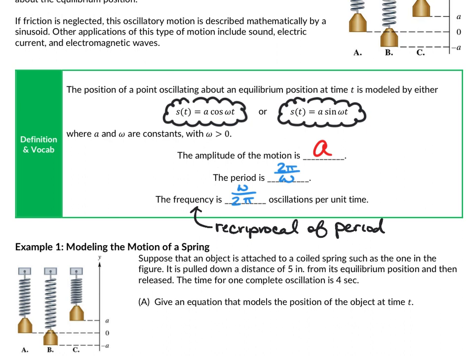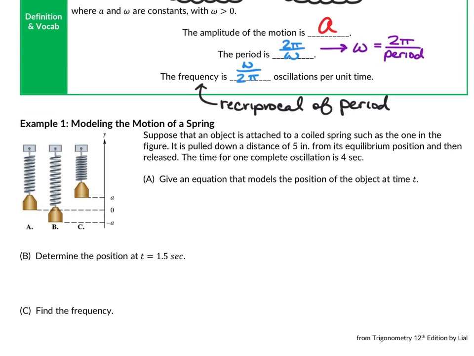One more thing we'll write down is because period is 2 pi divided by omega, it also leads us to know that omega is equal to 2 pi divided by the period. Again, in the same way that b is 2 pi divided by period, omega acts the same. We've just changed the letter because it's applying to something in real life. So let's see what this might look like.